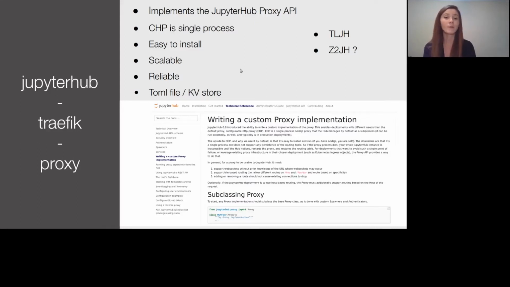So JupyterHub traffic proxy is successfully being used in the Littlest JupyterHub distribution, but for a different reason. Before this proxy, TLJH used Traefik as an edge proxy that provided Let's Encrypt support, and then CHP to do the routing. But now it uses traefik TOML proxy, a proxy that serves both requirements.